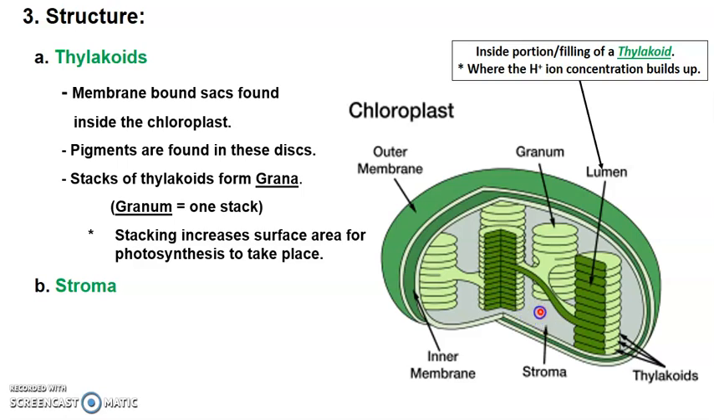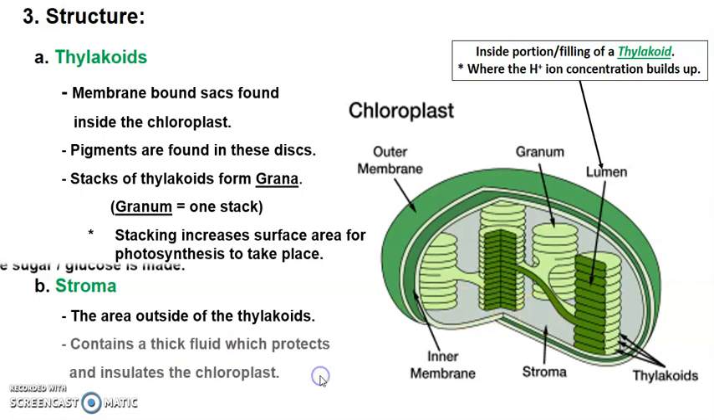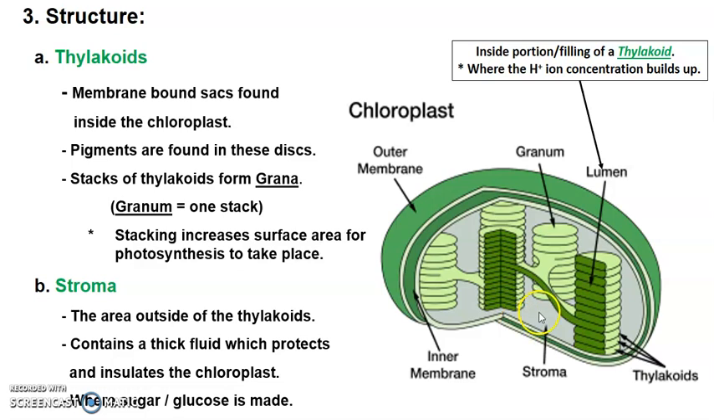The liquid-filled region outside of all the thylakoids is what we call the stroma. This is a thick fluid that protects and insulates all of the thylakoid membranes that are within the interior portion of the chloroplast. The thylakoids, I said, are where the pigments are located. So light absorption during photosynthesis occurs within the thylakoids. So the energy needed to make sugar is produced here along each and every thylakoid.